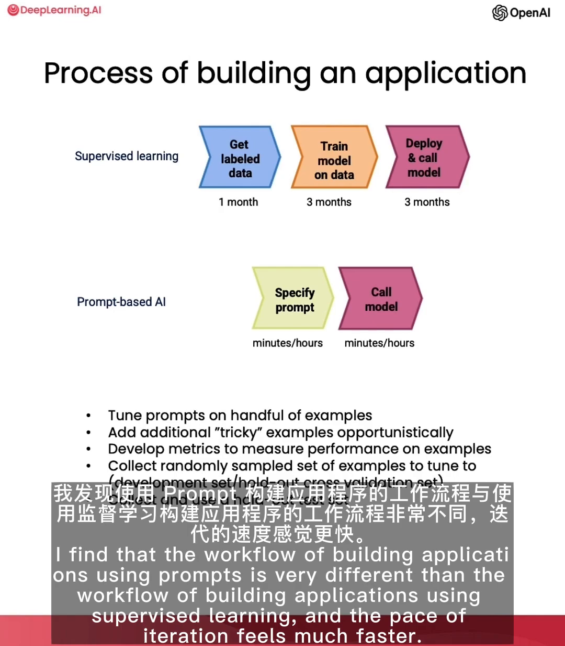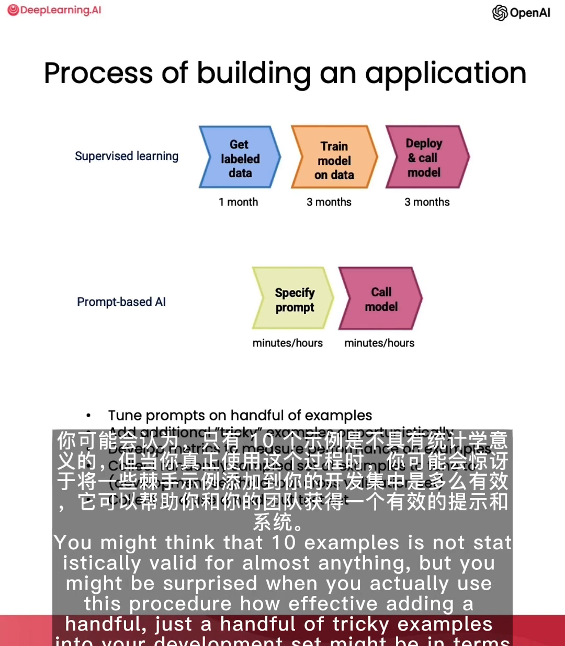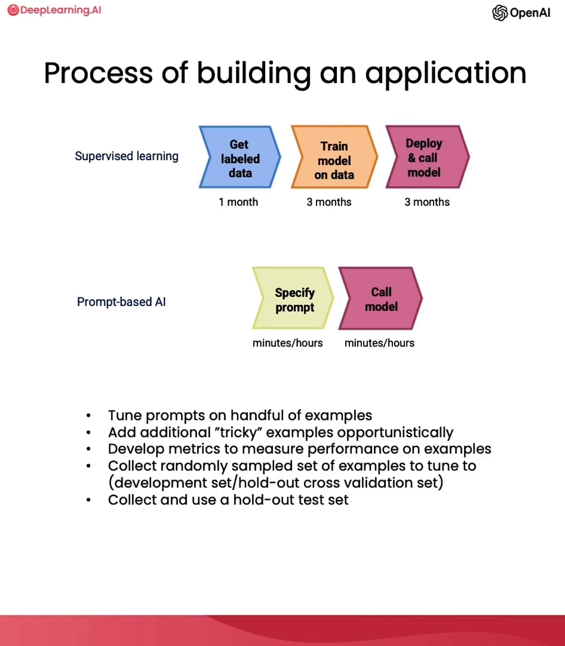And so that's it. I find that the workflow of building applications using prompts is very different than the workflow of building applications using supervised learning. And the pace of iteration feels much faster. And if you have not yet done it before, you might be surprised at how well an evaluation method built on just a few hand-curated tricky examples can work. You think, with 10 examples, and this is not statistically valid for almost anything. But you might be surprised when you actually use this procedure, how effective adding just a handful of tricky examples into your development set might be in terms of helping you and your team get to an effective set of prompts and an effective system.